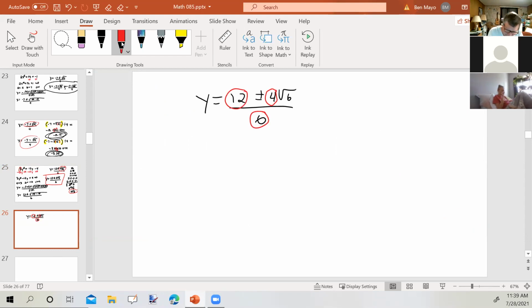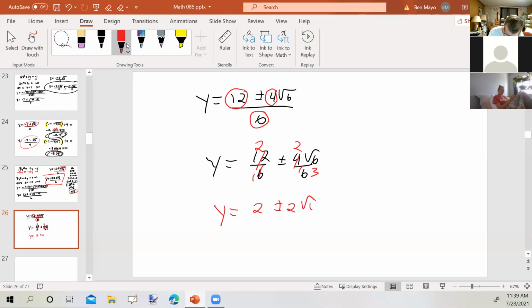They're all even. So let's rewrite this like this. y equals 12 sixths plus or minus 4 square roots of 6 sixths. Why do that? Well, let's see. I can now reduce this down to what? 2, and this to 2 over 3. So y equals 2 plus or minus 2 square roots of 6 over 3. Okay, you see that? Now, there's another way to reduce this thing down, and I know this is getting like, really? It's harder to simplify the thing than it is to just get it in the first place.